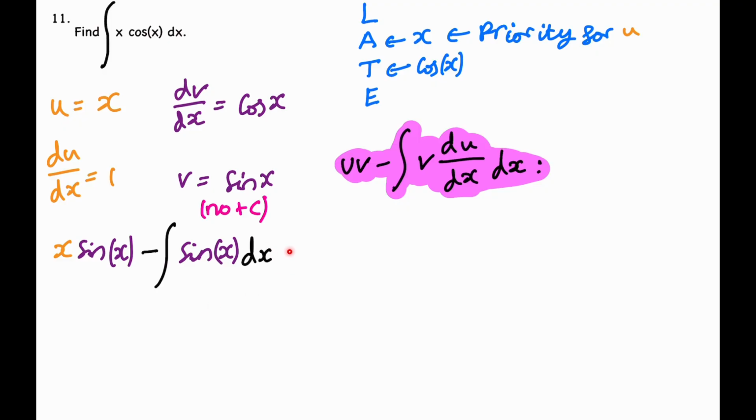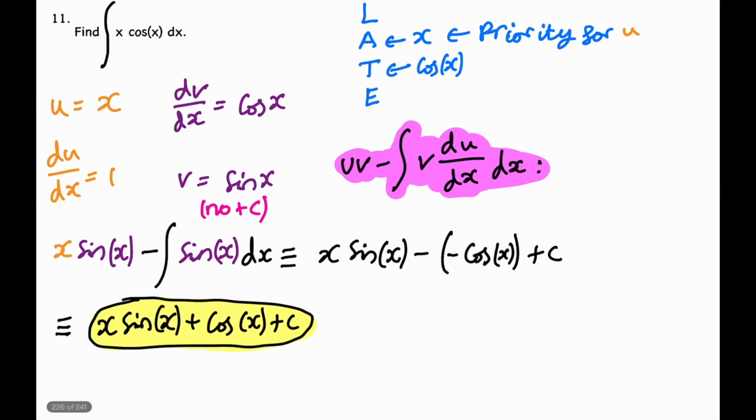Now all we have left to do is integrate this, which is pretty straightforward, which is just minus cos x. So x times sin x minus whatever was in here, which is minus cos x. We'll substitute that in, and then always add your plus c at the end. Now all we have to do is expand the brackets, and in the end we get x sin x plus cos x plus c as the answer to this integration, using integration by parts.